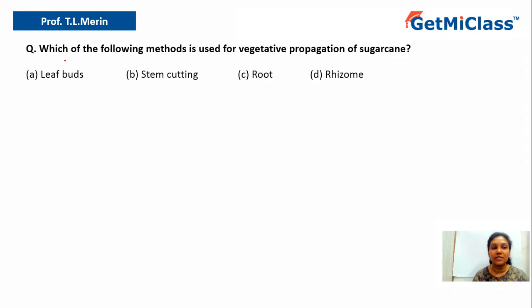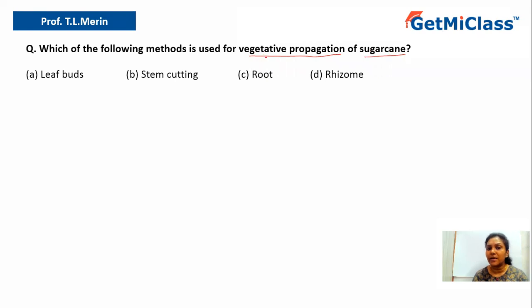Today we are going to solve this question which says: which of the following methods is used for vegetative propagation in sugarcane? Options are leaf buds, stem cutting, root and rhizome. So let us understand the question again. The question says which of the following methods is used for vegetative propagation of sugarcane? So the key terminology is vegetative propagation of sugarcane.